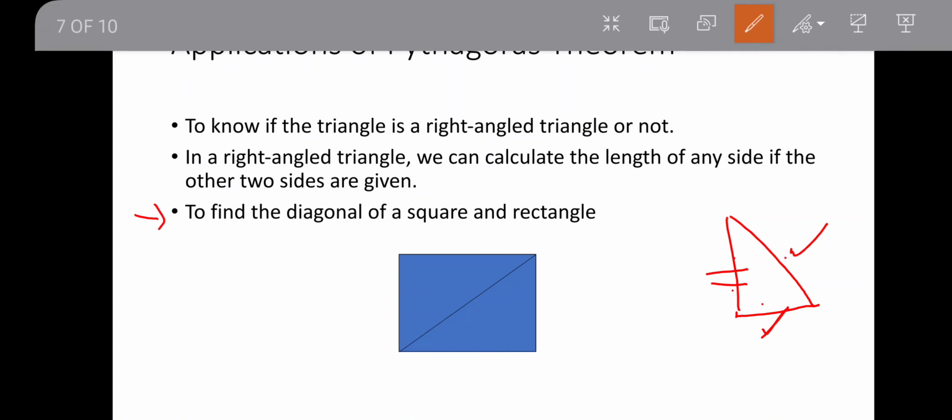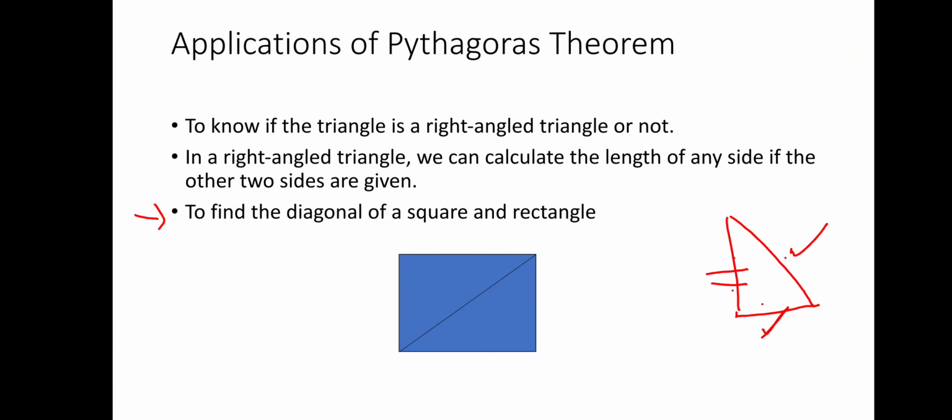And then the last application is to find the diagonal of a square and a rectangle, because in construction there are lots of squares and we need to find their dimensions, their diagonals. So in that case, Pythagoras theorem is very helpful. Now let's see how the application of Pythagoras theorem helps us.